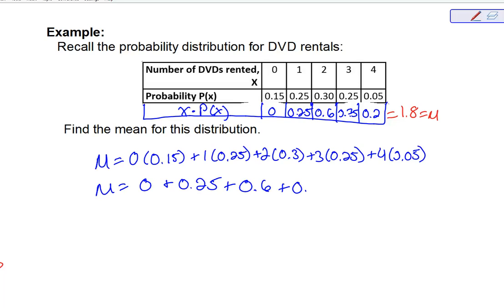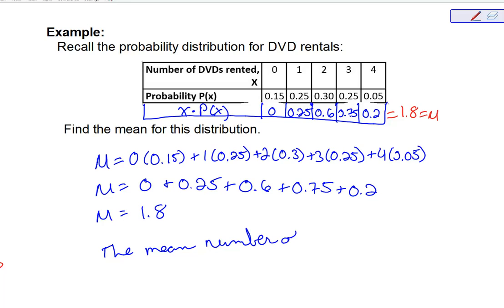Each person is going to choose their own way of doing this. It is completely up to you whether you want to tack on extra rows to the table or if you want to do out the formula. It does not make a difference. Therefore, the mean number of DVDs rented is 1.8. Okay.